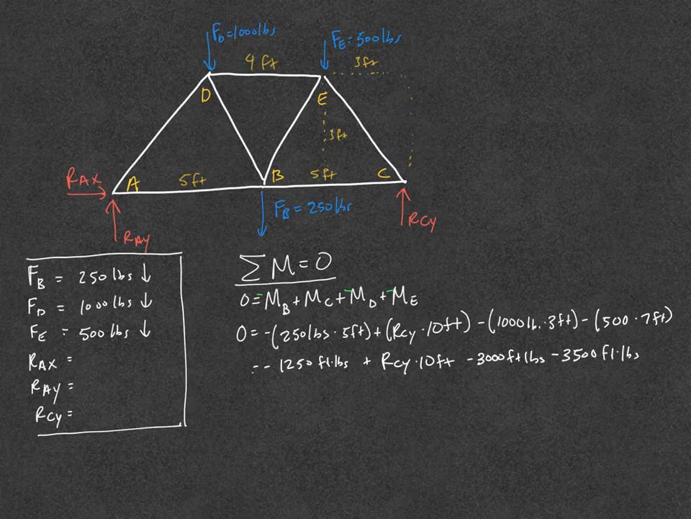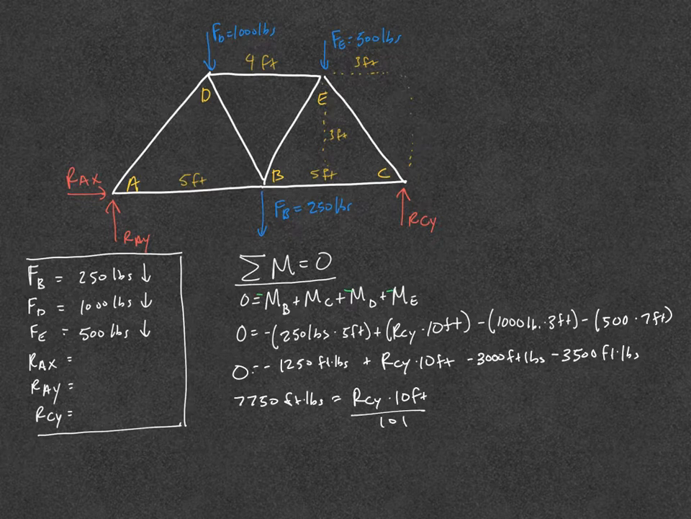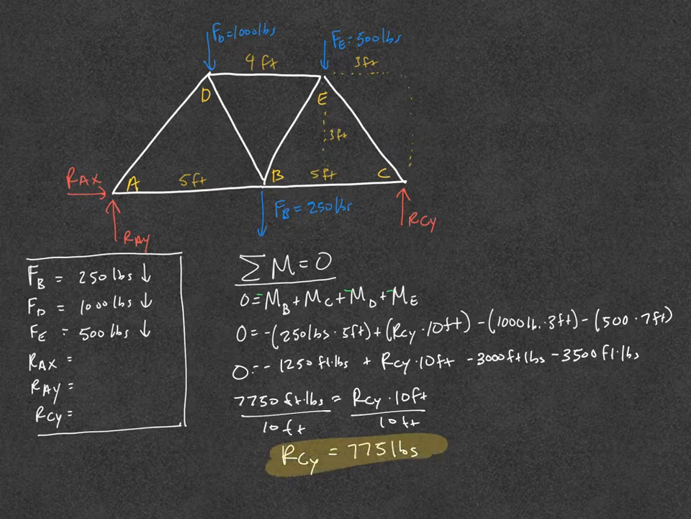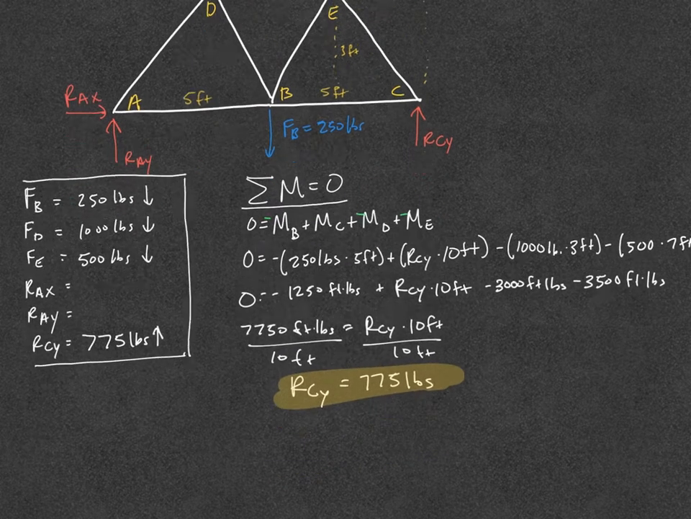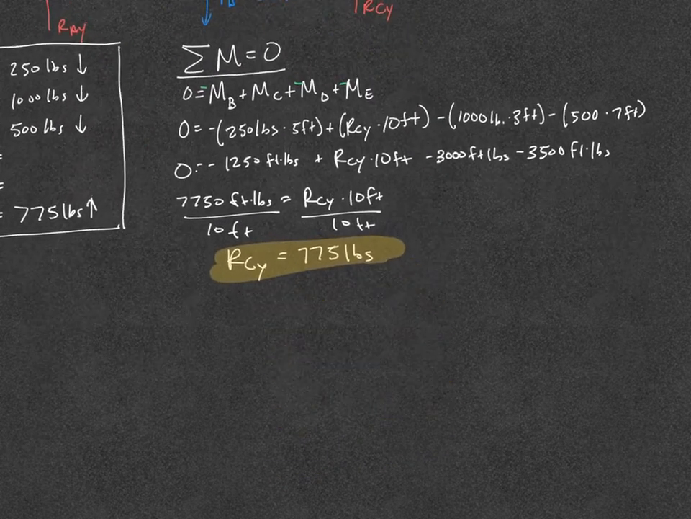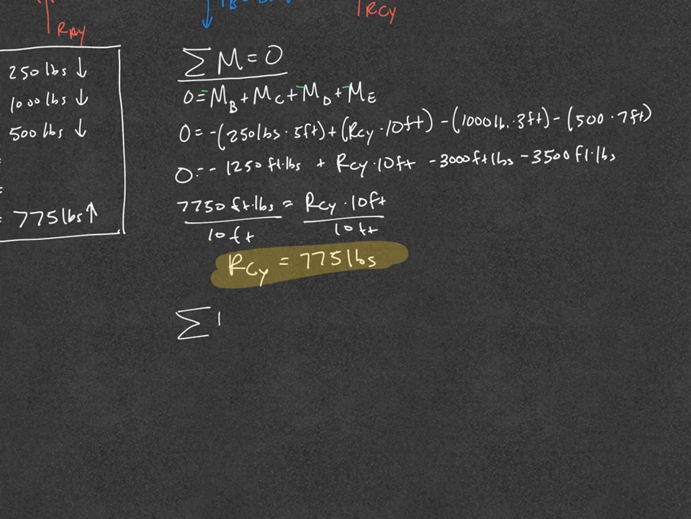And now I'll have RCY essentially being equal to 775 foot-pounds divided by 10 on both sides, and I have RCY as 775 pounds. Since it's positive, that's going to be going up. The sense is up.